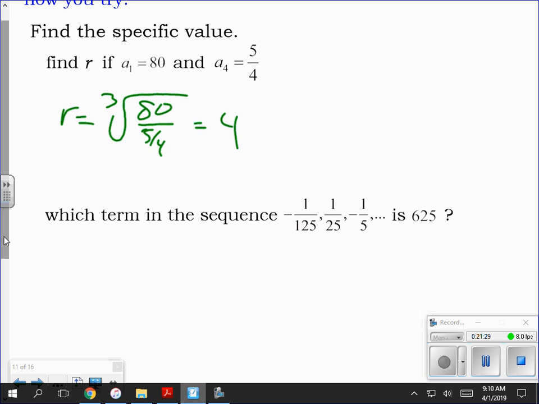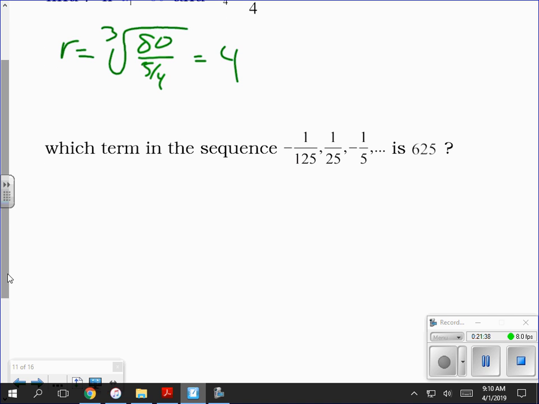Okay, so the first one, r equals the cube root of 80 divided by 54. Cube root, because we're going from 1 to 4, that's 3 spaces. This one, which term in the sequence? My first term is negative 1 over 125. R is negative 5. If you're not sure, take 125, take 25, 1 over 25, divide it by 1 over 125, and you end up getting negative 5.